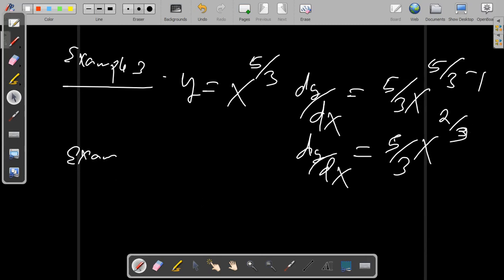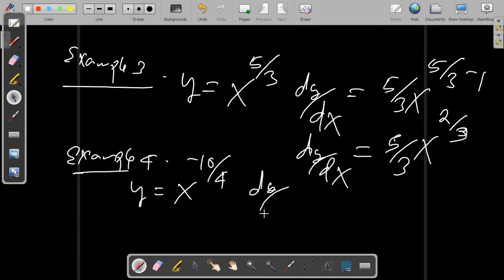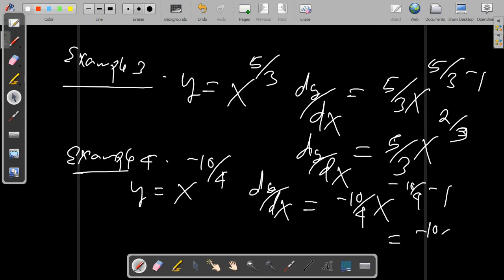Suppose also you observe another example like this. You are given y is equal to x raised to the power of negative 10 over 4. When you apply the derivative, dy over dx will be equal to negative 10 over 4 x, then take negative 10 over 4 minus 1. Now the answer will be equal to negative 10 over 4 x raised to the power of negative 14 over 4. So this would be the answer.